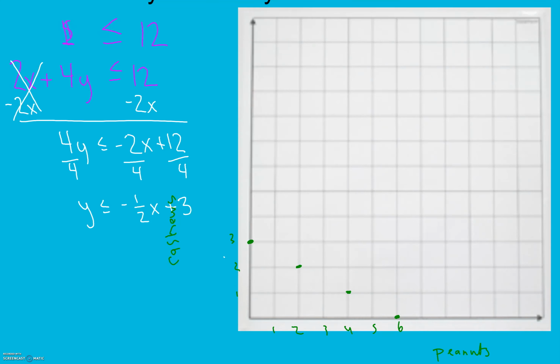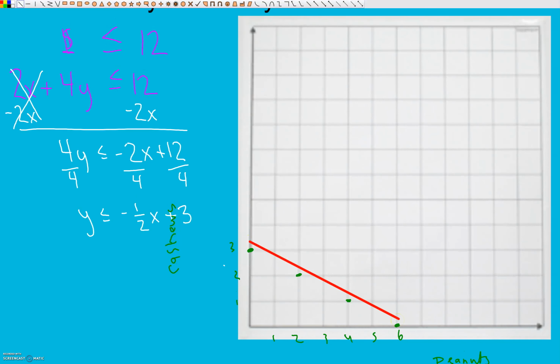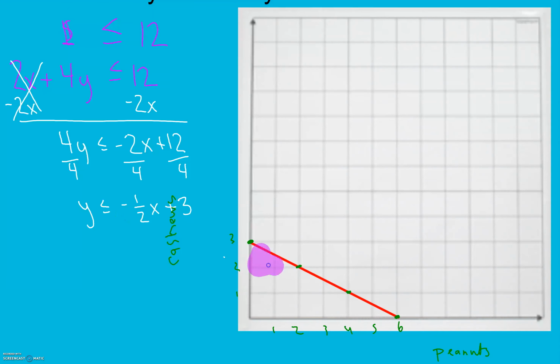We can connect our dots again because it's equal to. Let me try that again. And then we will shade. And we want it to be less than. So we're going to go in here.